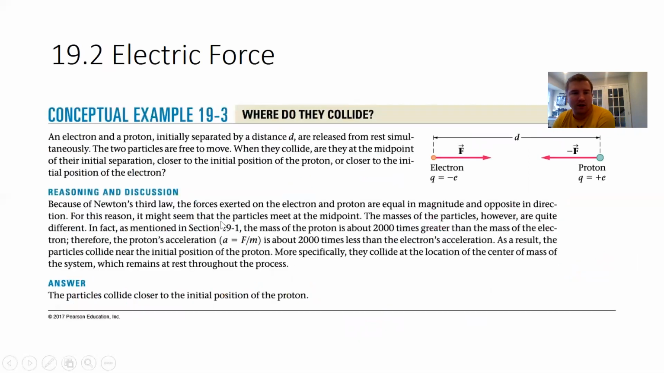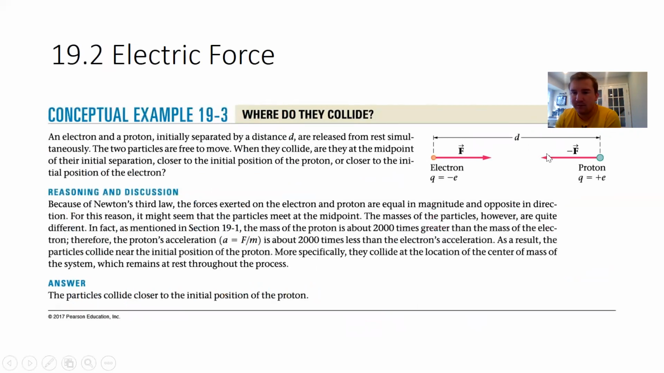So our conceptual example here: a proton and an electron initially separated by a distance d, so they're d far apart, are released from rest simultaneously. The two particles are free to move. When they collide, are they at the midpoint of their initial separation, closer to the proton, or closer to the electron?